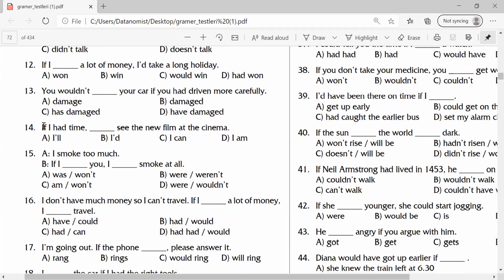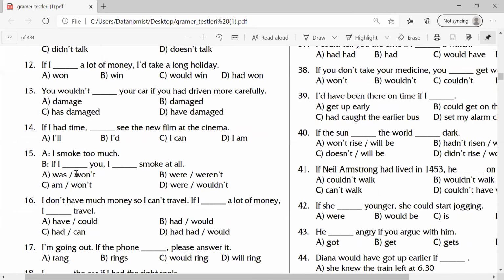Now, if I had time, dash see the new film at the cinema, maybe theater here. And see, this is not had plus V3. This is only V2. So I would go for would plus V1. This V1 is already given. So will, would, can, am. B is the answer.